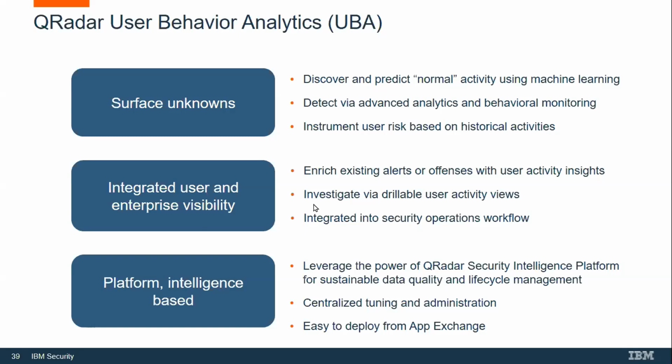And then it all ties into, at the top level, what we see, which is surfacing unknowns. Our whole goal is to discover and predict normal activity using machine learning. I want to be able to detect with advanced analytics and behavioral monitoring, as well as instrument my user risks and historical activities together. So that's what we get when we package all those things together. That's what we get for UBA.